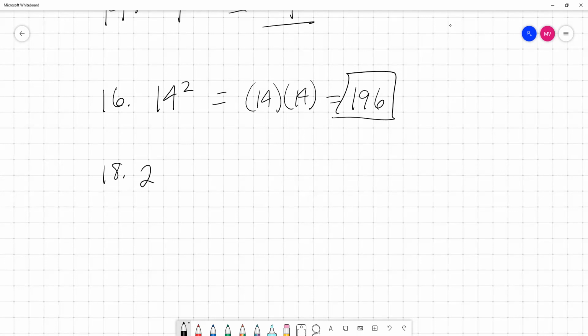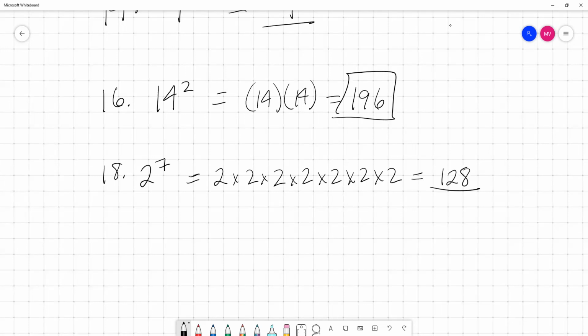All right, what about 2 to the power of 7? What is this? Is it 2 times 7? Right, 2 times 2 times 2 times 2 times 2 times 2 times 2. You don't have to write it out like this if you don't need to. 1, 2, 3, 4, 5, 6, 7. But when you get this many, you're probably going to want to write them out so you don't forget one. It is 128.